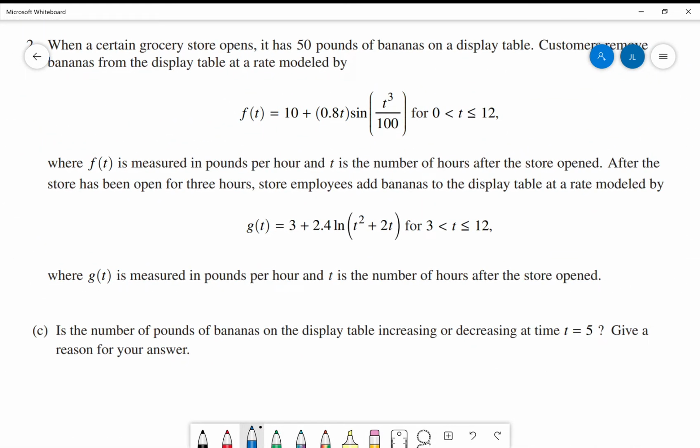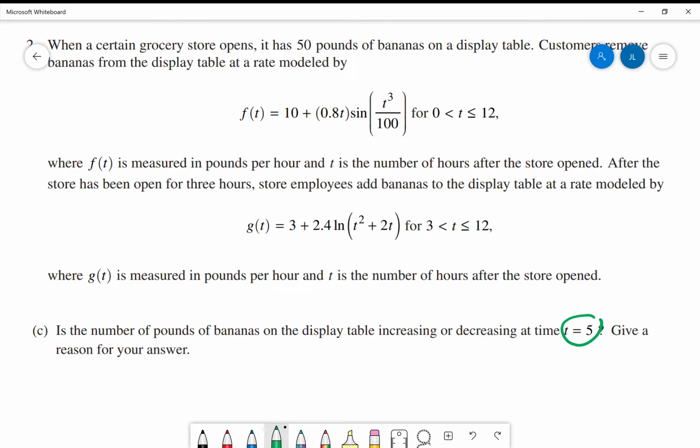Is the number of pounds of bananas on the display table increasing or decreasing at time t is equal to 5? And give a reason for your answer. Now, f of t and g of t are already functions that would give you the rate. If you think about it, the answer is pretty intuitive. If the rate at which you're adding bananas to this table is higher than the rate at which you're removing the bananas, then the number of bananas on the table would be increasing. And the same thing applies if the rate that you're adding bananas is less than the rate at which bananas are being removed, then the overall number of bananas on the display table would be decreasing.